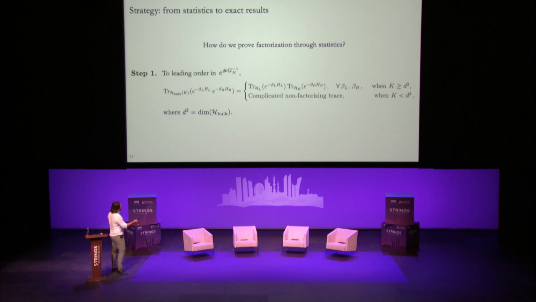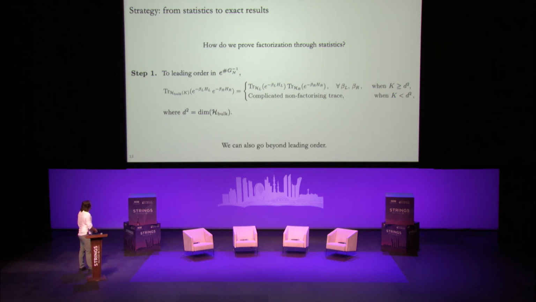Now, when k is smaller than d squared, I don't have a complete set of states, and the answer that I get is a complicated non-factorizing answer. The nice thing, though, is that even though we're probing statistics, we can go beyond leading order and probe factorization exactly. So what do I mean by that?